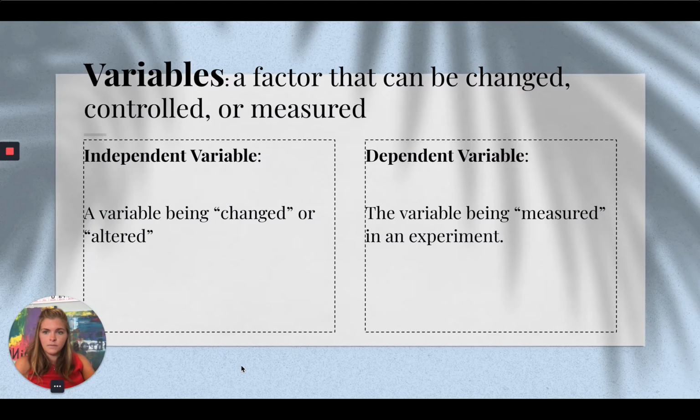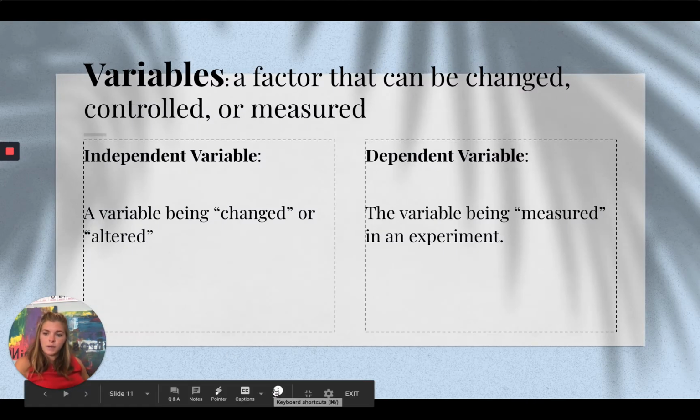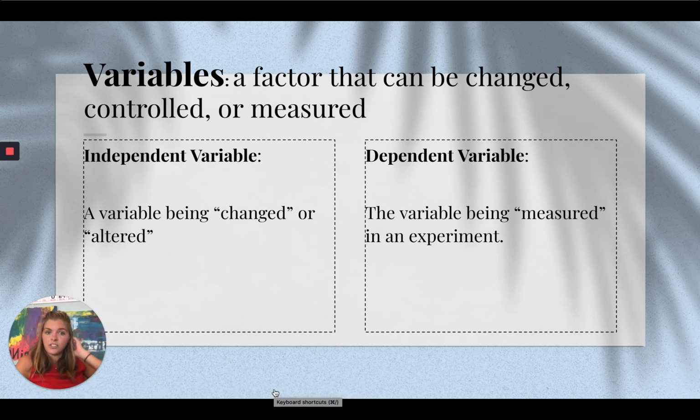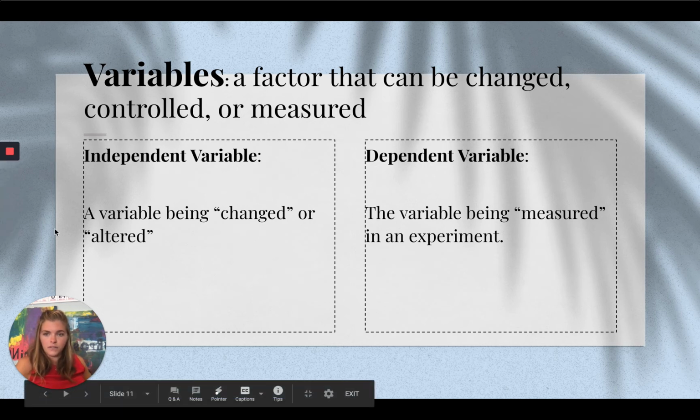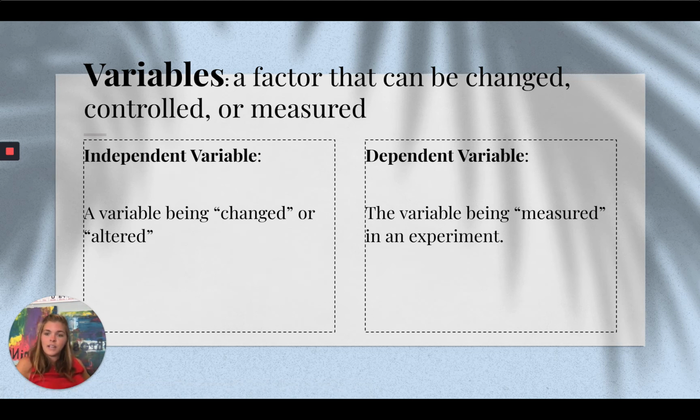Let's continue. So, looking at variables. Sorry, I probably should have put an animation on this slide, but I didn't, so here it all is. So a variable is a factor that can be changed, controlled, or measured. And I know some of you are groaning right now because a variable reminds you of math, and you hate math. Well, really good news for you. Chemistry is just applied math, so super exciting. It's going to be a super fun year for you. But chemistry is really fun. So again, a variable is anything that we're going to be changing, controlling, or measuring.